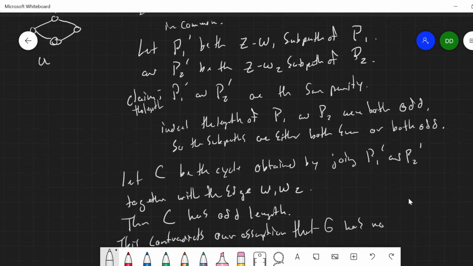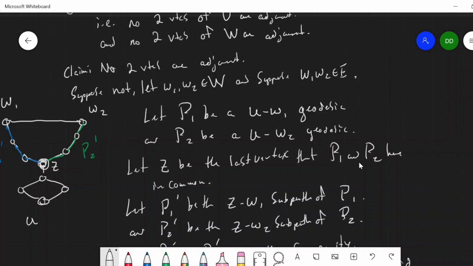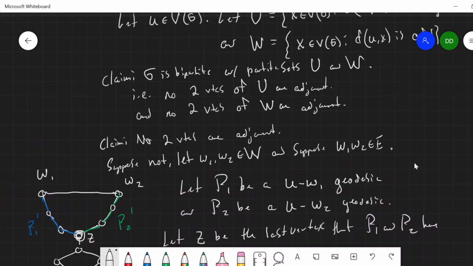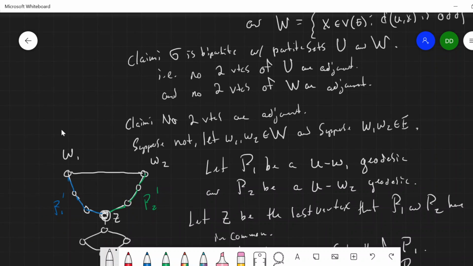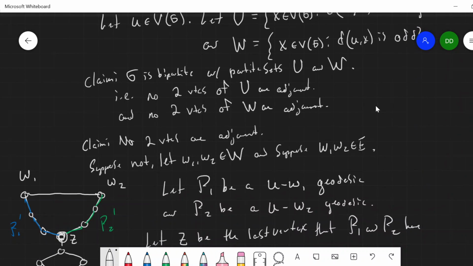So which claim did we just prove? We just proved this claim, that no two vertices of W are adjacent. Now, I didn't talk about showing that no two vertices of U are adjacent, but it's the same idea. You'll have to pick a vertex in W and essentially do the same thing. So I'm not going to write out the entire argument. It should be clear why that's true. Without loss of generality, we can just show no two vertices of W are adjacent.